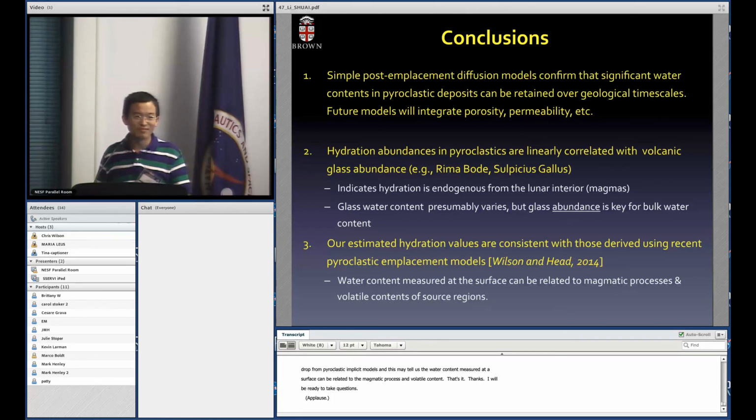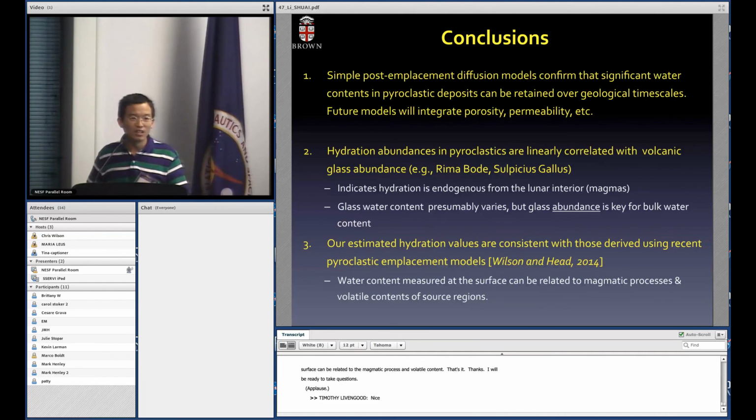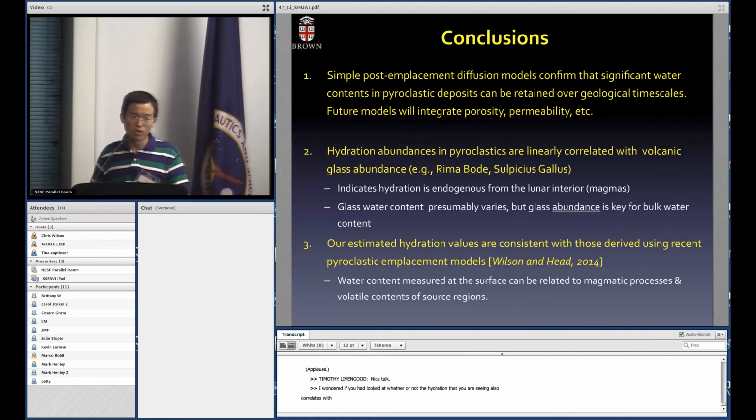Nice talk, Shuai. Hi, Clive. I just wondered if you'd looked at whether or not the hydration that you're seeing also correlates with optical maturity, and maybe you're seeing solar wind implantation in these deposits. Have you checked that? Yeah, it's correlated with the maturity very well, but the latitude is a dominant controlling factor. If it goes to higher latitude, you can see the correlation very well.